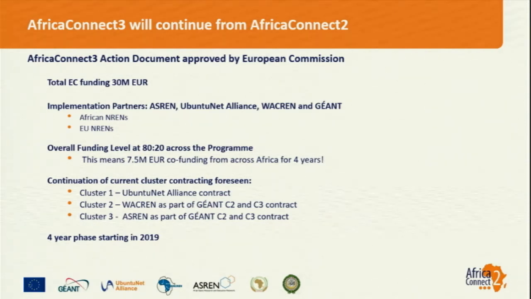The overall funding level is defined by the European Commission at 80-20 across the program. And that means that the African continent will have to contribute 7.5 million euros over the next 4 years. How that money is collected is entirely in the hands of the regional partners, NREN, the Ubuntu Net Alliance, and WACREN. But it will have to get collected, because one of the underlying rules in these projects is that I can only spend the 30 million if I have the counter contribution. So if I want to spend 10 euros, I have 8 euros from the European Commission, but I must have the 2 euros from Africa as well to be able to spend the 10 euros.